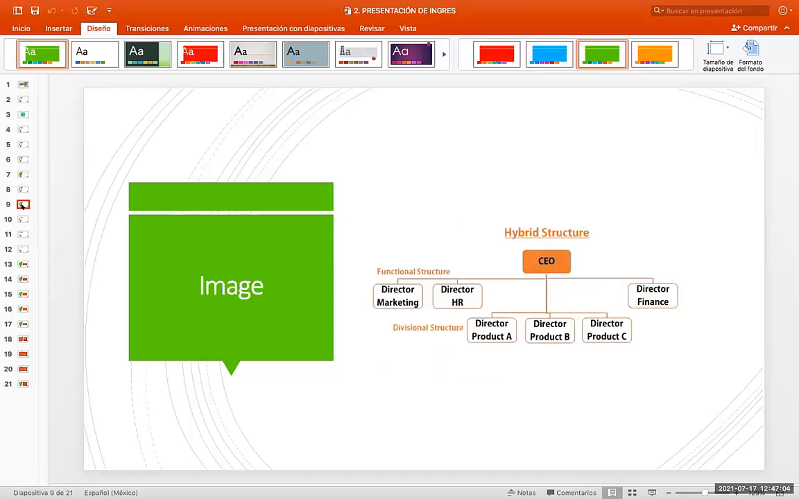Then we can see in this image that represents the hybrid structure, where we can see the CEO, then some of the directors like marketing, human resource, and finance, and then some other directors, more general, like director product A, director product B, and director product C.